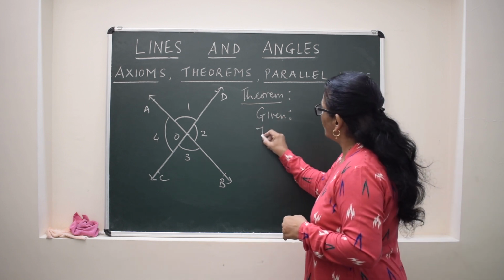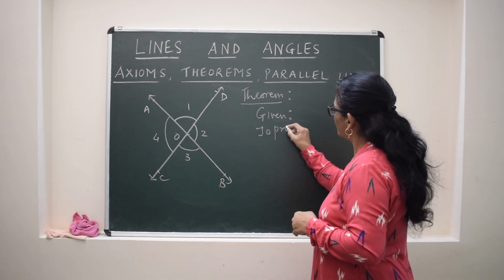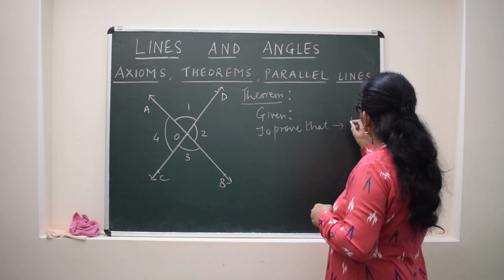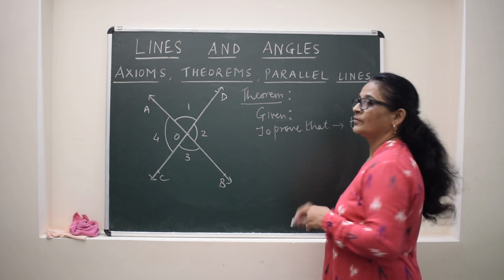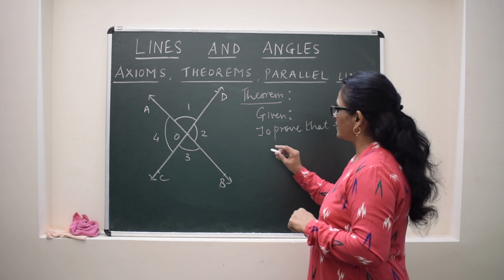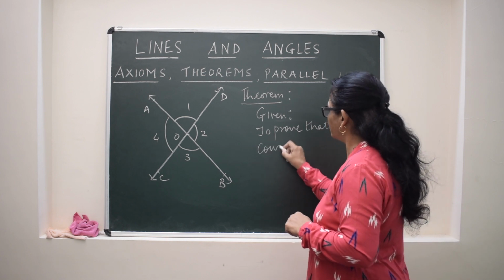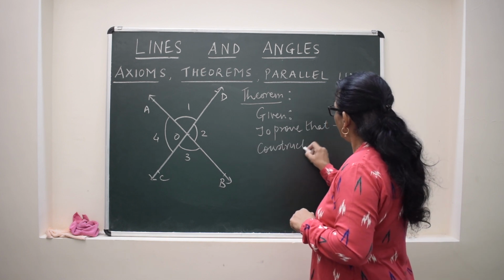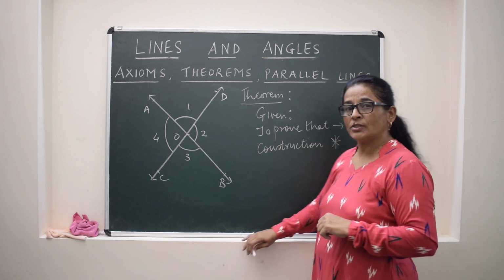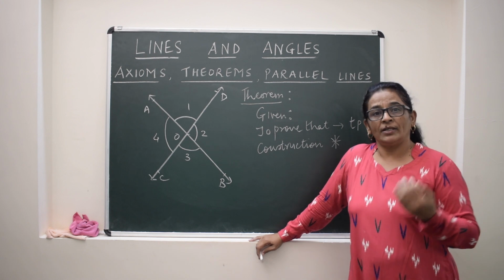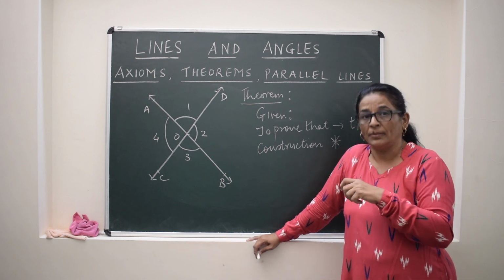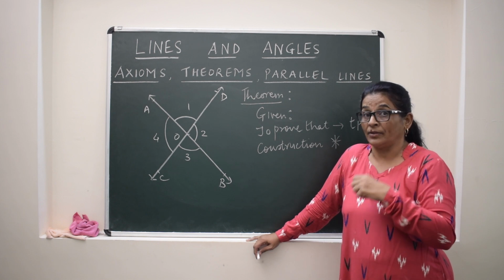Next comes what is to be proved. To prove that is written in the short form TPT, to prove that, or simply TP also we can write. Next comes construction. Now this construction is optional, because to prove some theorems we require some constructions, means we have to draw some lines or we have to do some other parts, like it comes in the construction.